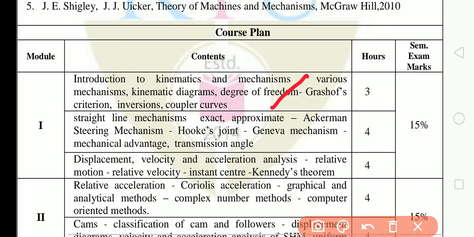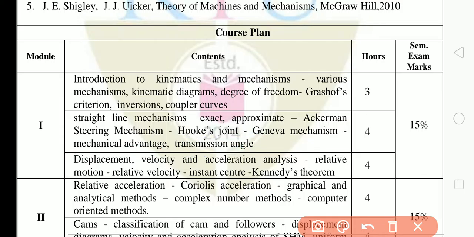Then in the second part we will study some of the already established mechanisms, that is straight line mechanisms: exact and approximate straight line mechanisms, then Ackermann's steering mechanism, then Hooke's joint, which is also called the universal joint, then another important mechanism called the Geneva mechanism. We will study how these mechanisms work. Then we will go to a few technical terms like mechanical advantage, transmission angle, etc. That is the second part of the first module.